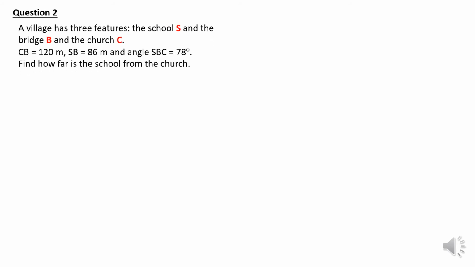Right, so let's bring in a second question. You have a village here, and there are three features in this village that are standing out. There's a church, there's a school, and there's a bridge. They are saying from the church to the bridge is 120 meters, from the school to the bridge is 86 meters, and the angle SBC is 78 degrees. You're supposed to find how far the school is from the church.